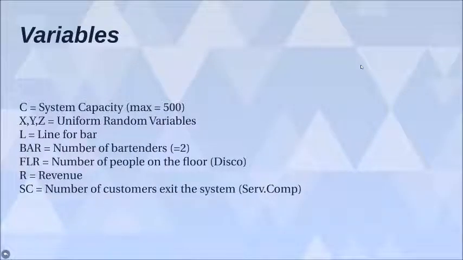So for our variables, C represents the system capacity, which is equal to 500 initially, and then X, Y, and Z represent the uniform random variables, which will determine the customer's behavior. L represents the number of people in front of the bar, and then bar represents the number of bartenders available. Floor represents the number of people on the floor, then R represents the total revenue at that point. Lastly, SC represents the number of customers exiting the system, which is the service completion.